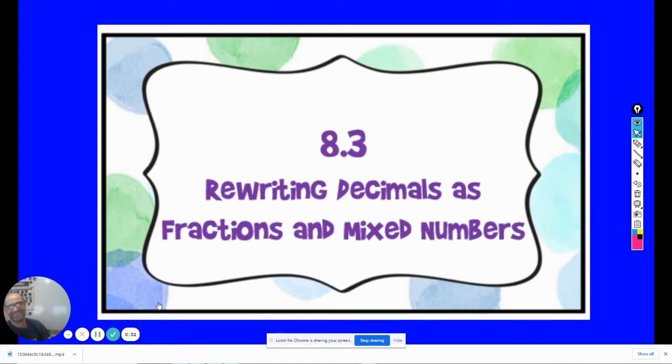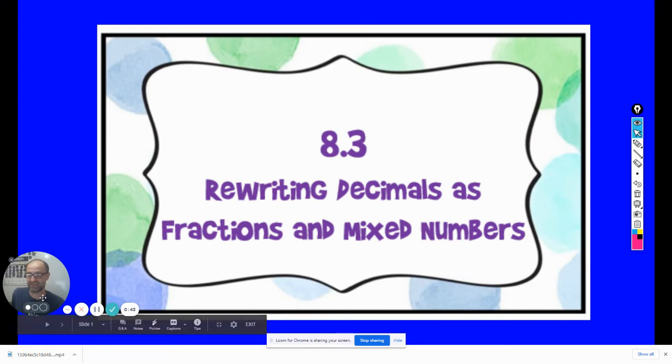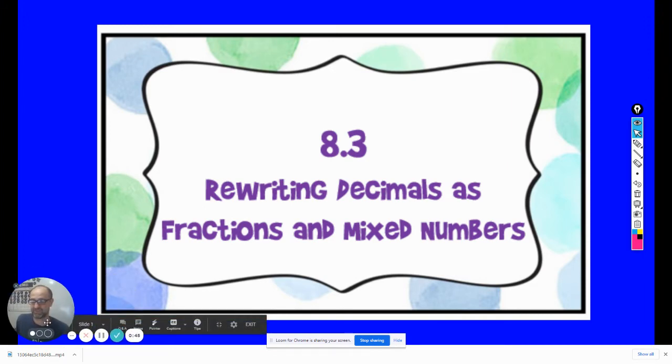So hey, Chapter 8, Lesson 3, rewriting decimals as fractions and mixed numbers. We had better be well under 10 minutes on this one, because this is just going to be a shorty lesson-wise. And, oh my gosh, seriously, I'm constantly trying to hit that arrow button, and I'm going to just refuse.